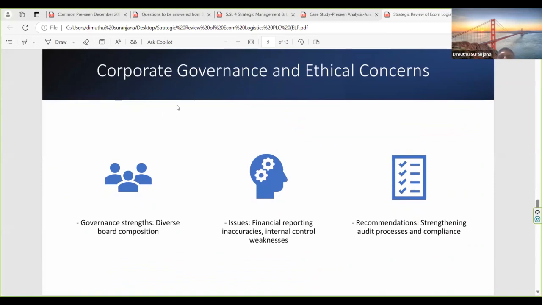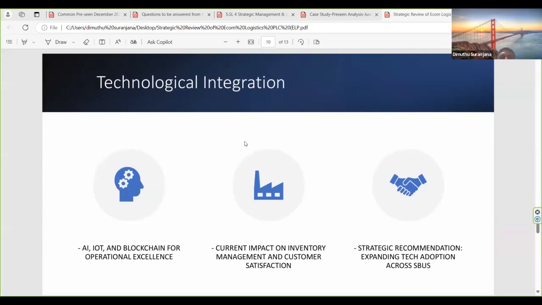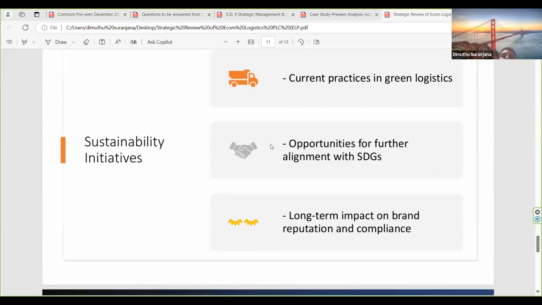This is just for information. There were some corporate non-ethical concerns here. Governance strategies: we have a diverse board composition, but issues are financial reporting inaccuracies and internal control weaknesses. So we have to strengthen audit processes and compliance. There are some new technological integrations, AI, IoT, blockchain, then current impact on inventory management, customer satisfaction, strategic recommendation, planning, tech adoption, and process reuse. Sustainability initiatives: they have invested in green logistics, so they can further connect with sustainable development goals. They can focus on long-term impact on reputation and compliance.